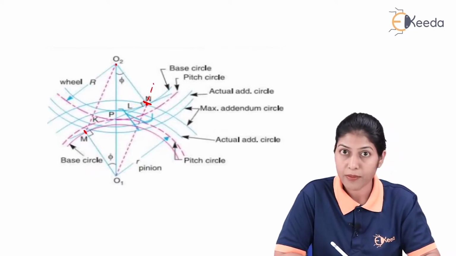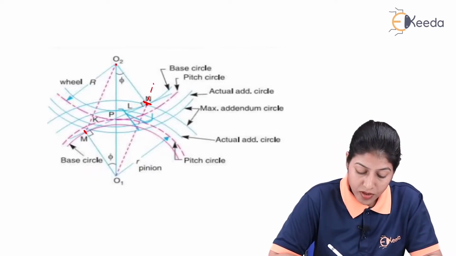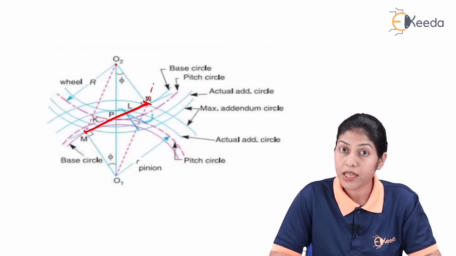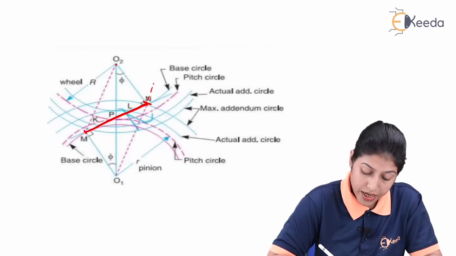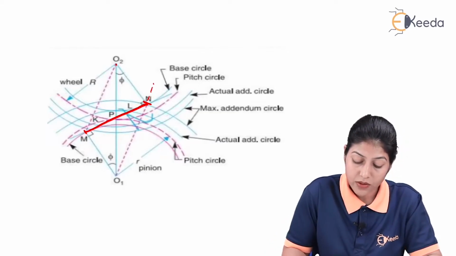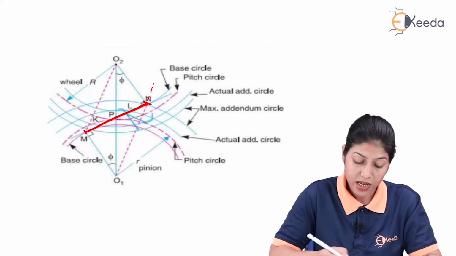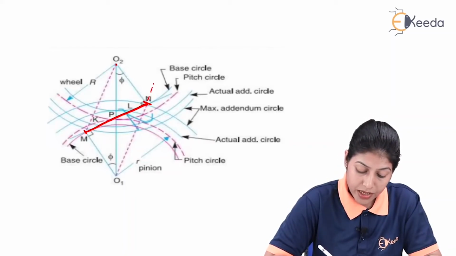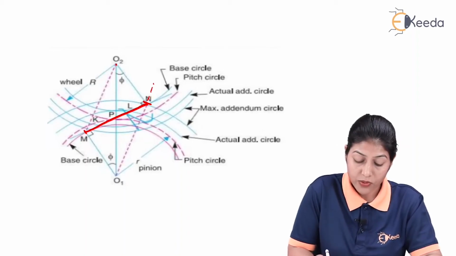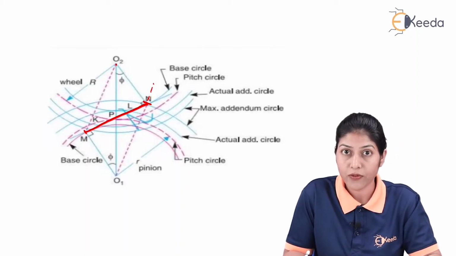So interference will happen. If we want to avoid it, this distance MN should not be increased, or the radii O1N and O2M, representing the radii of the addendum circles of the pinion and wheel, should not be greater than O1N and O2M. So this is the condition which we consider to avoid interference.